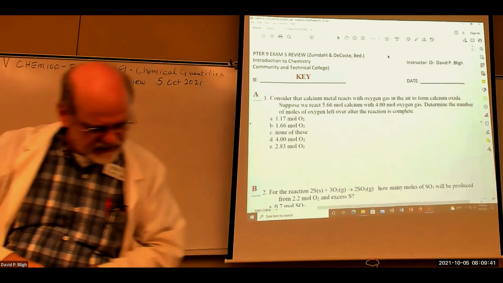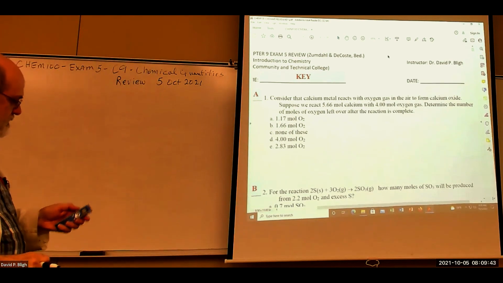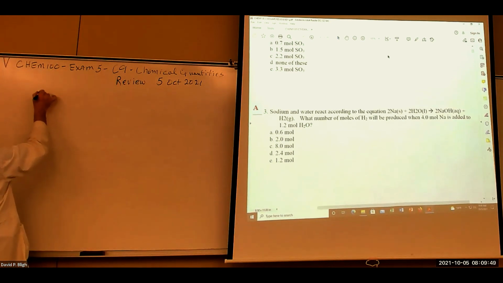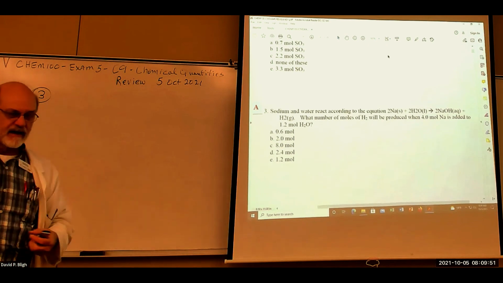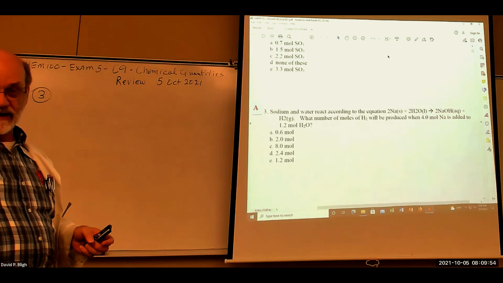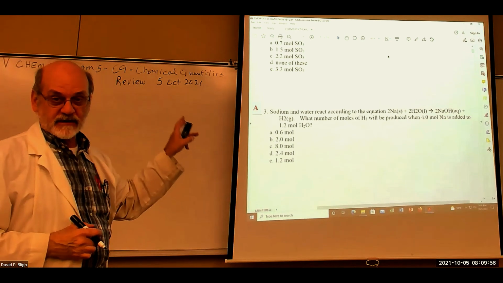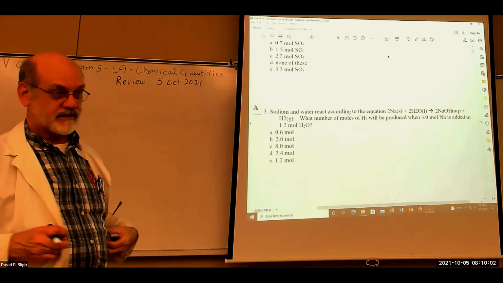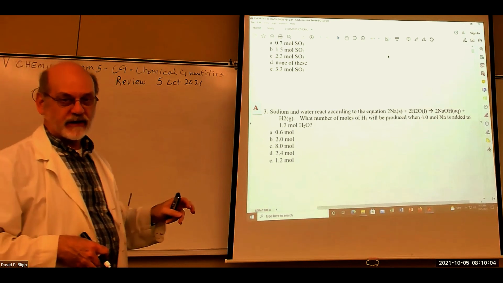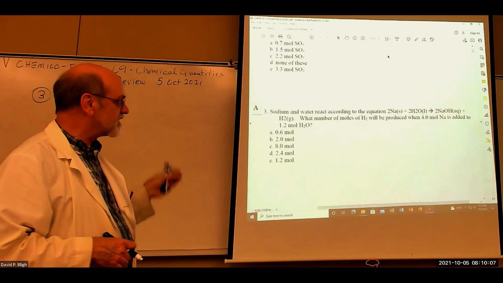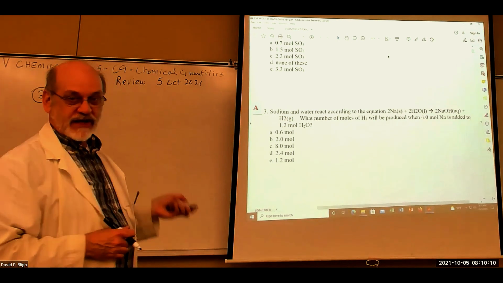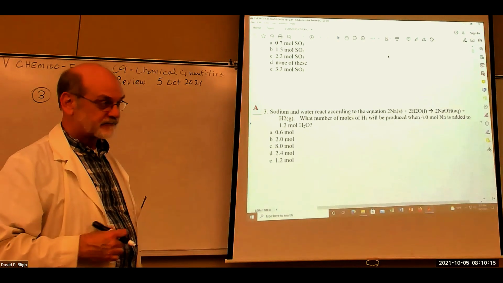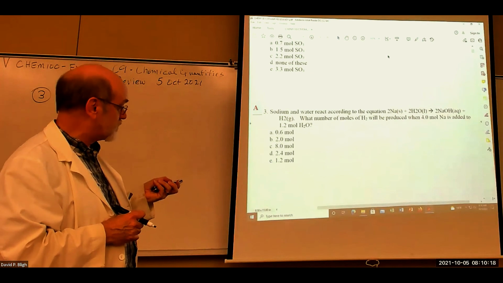All right, let's take a look at number 3. Okay. Sodium and water react. That's an understatement. If you put pure sodium in water, you're going to get a reaction that's extremely violent, exothermic. Produces lots of heat. And hydrogen gas, which if there's enough heat, hydrogen gas in air will ignite from that heat. So this could be a catastrophic reaction.